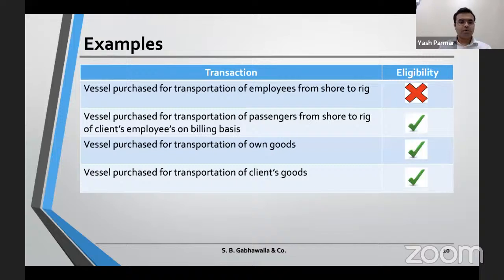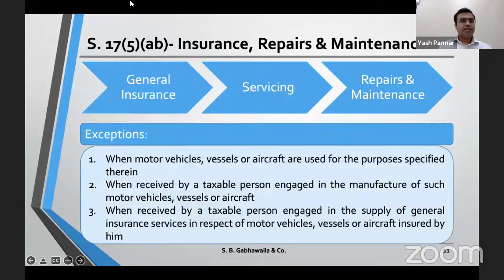With this background, we'll go to the next clause. Next clause is clause AB, which deals with insurance, servicing, repairs, and maintenance of motor vehicles, vessels, and aircraft. So in this clause, three types of expenses, general insurance, servicing, and repairs and maintenance for motor vehicles, vessels, and aircraft, are a blocked credit. However, they have given three exceptions to this particular blocked credit.